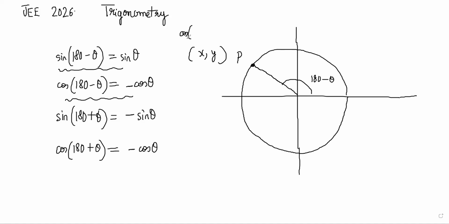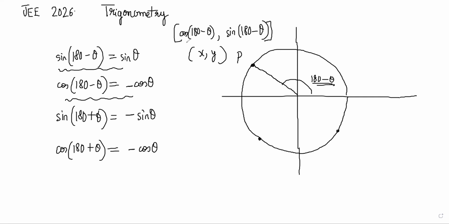Wrong. You have to remember what we defined. The x coordinate is not cos theta, it's cos 180 minus theta. Oh yes, oh sorry. If you say x coordinate is cos theta, it's wrong. What did we learn in the last class? Any point on the circle, the x coordinate and the y coordinate are the cos and sine of the total angle. Yes. Do you understand what I'm saying? Yes.